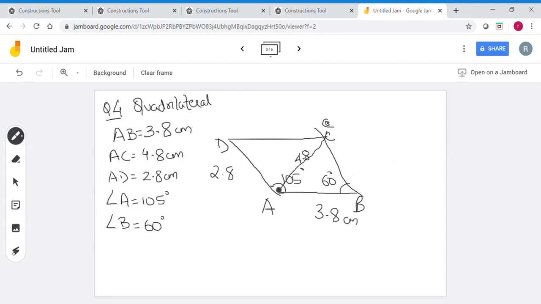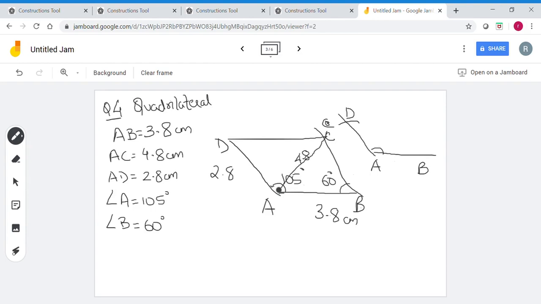Perfect. So how do you think we'll draw? Let's say we start with the base AB. Next, I will draw 105 degrees. I know how to draw 105. So my point D will lie anywhere on this line. How far is it from A? It is 2.8. So I'll keep my compass here and mark 2.8 to give me D.